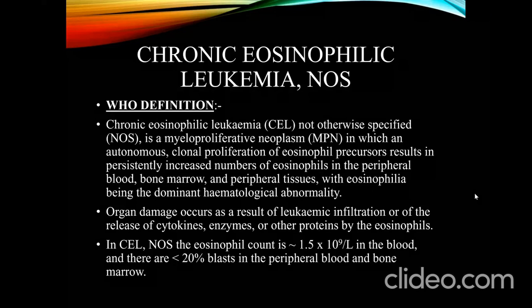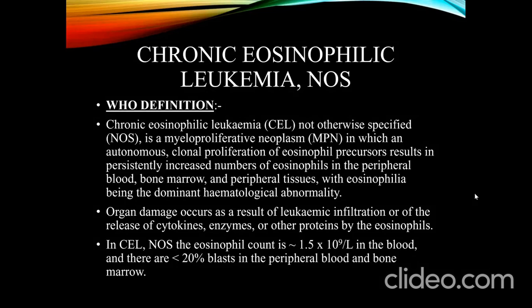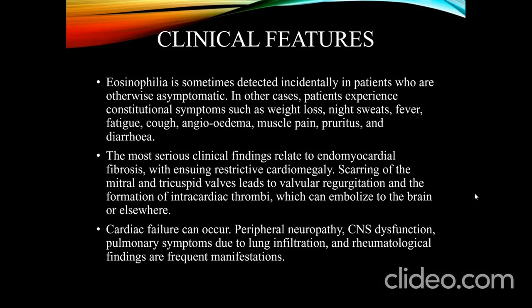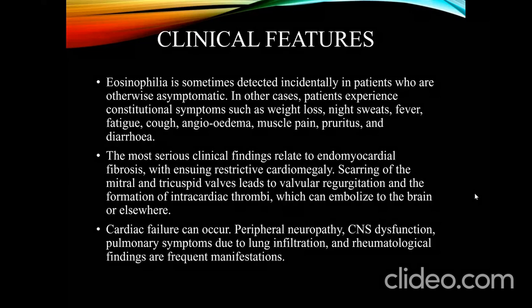In CEL, not otherwise specified, the eosinophil count is approximately 1.5 x 10^9 per liter in the blood, and there are less than 20% blasts in the peripheral blood and bone marrow. Clinical features. Eosinophilia is sometimes detected incidentally in patients who are otherwise asymptomatic. In other cases, patients experience constitutional symptoms such as weight loss, night sweats, fever, fatigue, cough, angioedema, muscle pain, pruritus, and diarrhea. The most serious clinical findings relate to endomyocardial fibrosis with ensuing restrictive cardiomegaly.